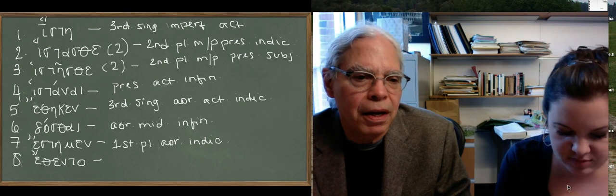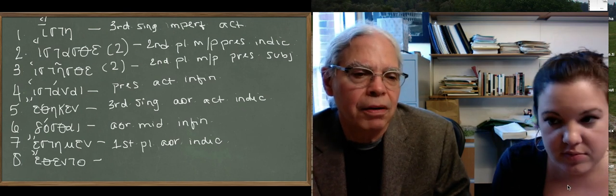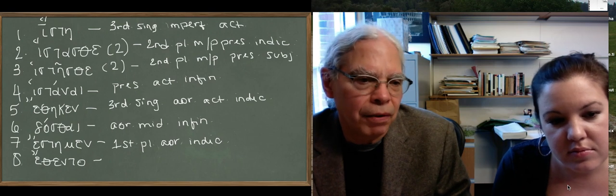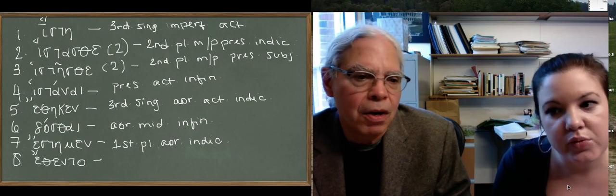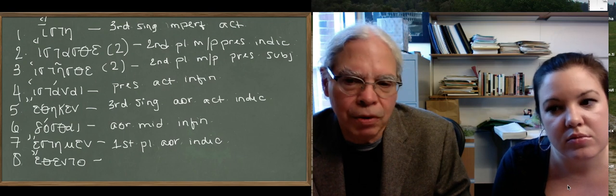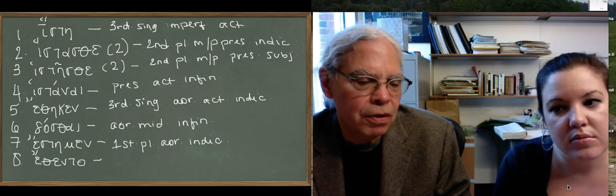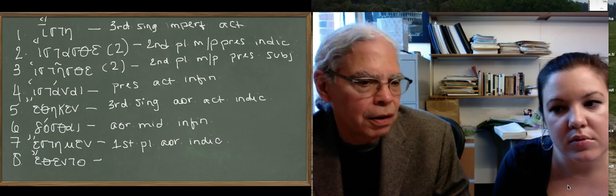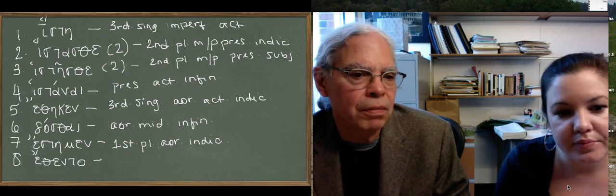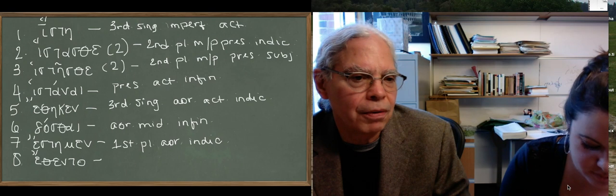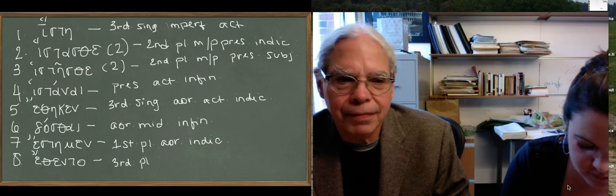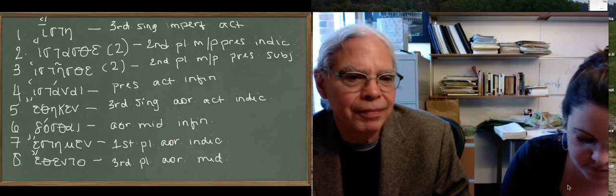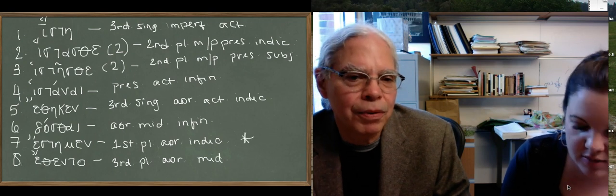Number 8, ethento. Okay, we have an augment, so we know it's a past tense. We have the, which is an unreduplicated form, so we know it's an aorist. We have nto, which we know is a third person plural middle ending. So this is aorist, middle, third person plural. It's not hard, is it? Nope. Okay. Have we got some more, or have we done them all?